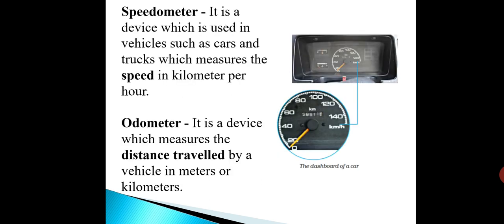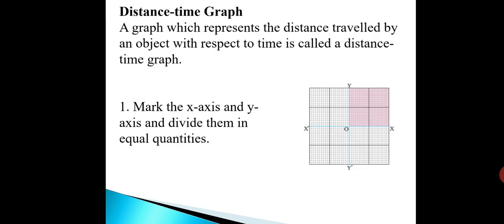Next is the speedometer. You all know it is a device which is used to measure the speed of vehicles, and it is in kilometer per hour. And the odometer is the device which is used to measure the distance travelled. Distance travelled can be in meters or kilometers. I have shown both the pictures. You can see it in your cars also, in your two-wheelers also. Both are there: the speedometer measures speed, and the odometer helps to measure the distance. Let's move further. Very easy.